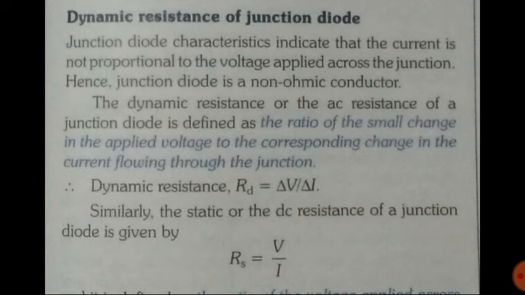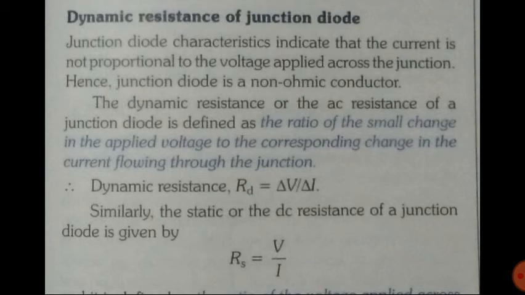Dynamic means changing, because the current is not proportional to voltage, so the resistance is also not constant. Initially the current increased very slowly, which means the resistance is high, but after a particular voltage the current increased very fast, which means the resistance decreases. Initially the resistance was high, then it decreases, and that's why the current increases. So the resistance is not constant, it is dynamic.